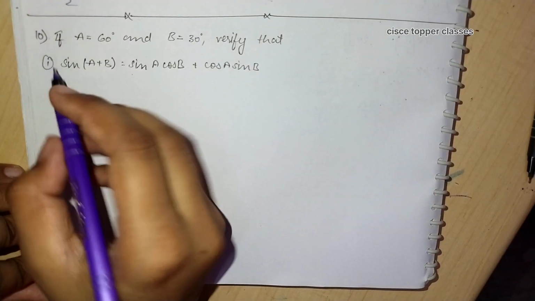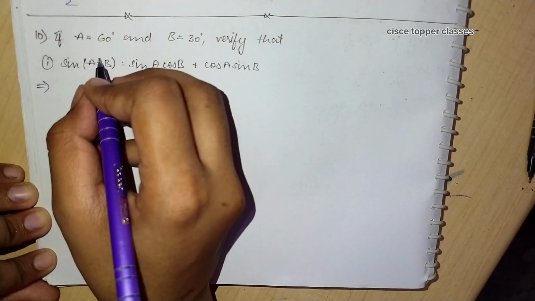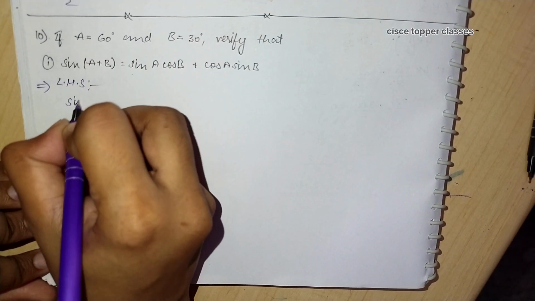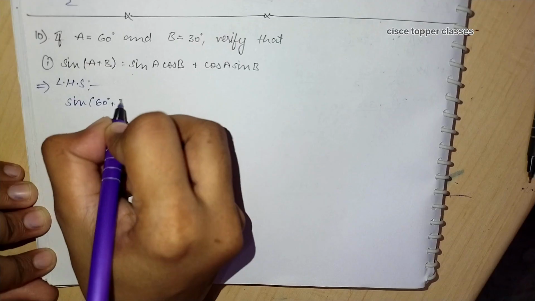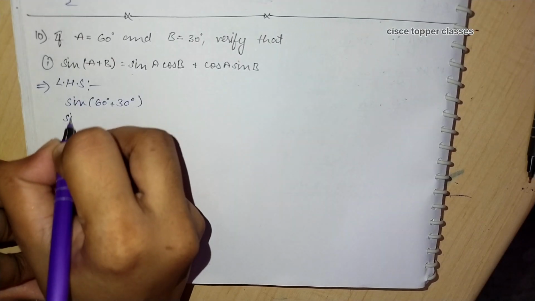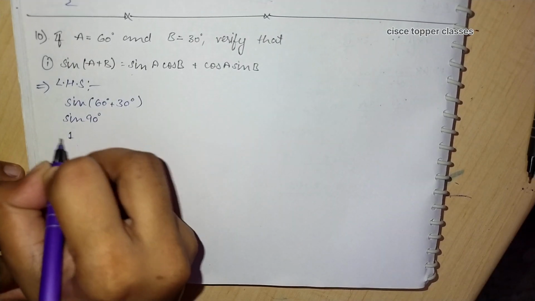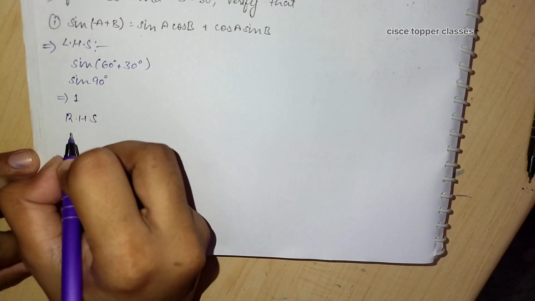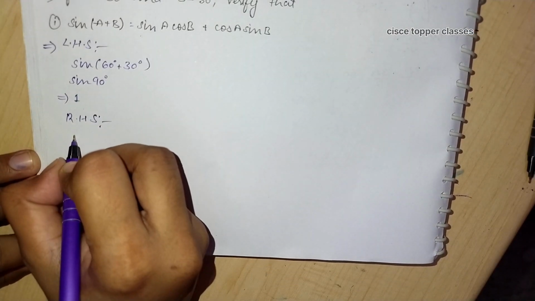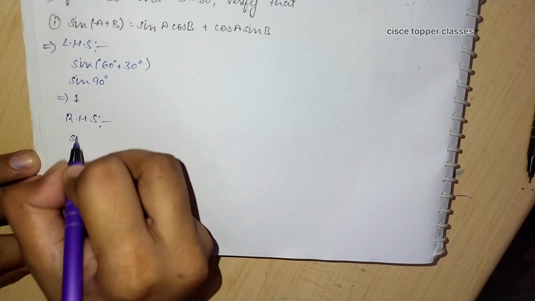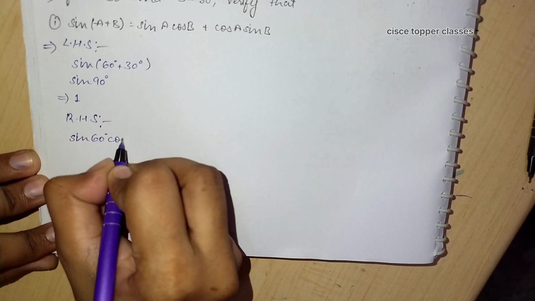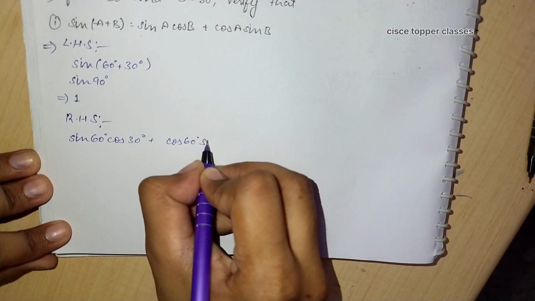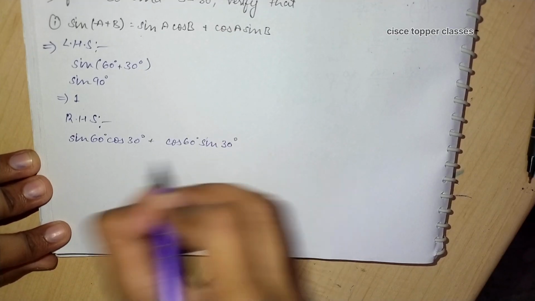Let's solve question number 10, first part. Firstly, we will take the LHS part. This will be sin(A + B), meaning 60 degrees plus 30 degrees. So sin 90 degrees we can write as 1. And the RHS part we have to prove is sin A cos B plus cos A sin B, where A is 60 degrees. So sin 60 degrees cos 30 degrees plus cos 60 degrees and sin 30 degrees.